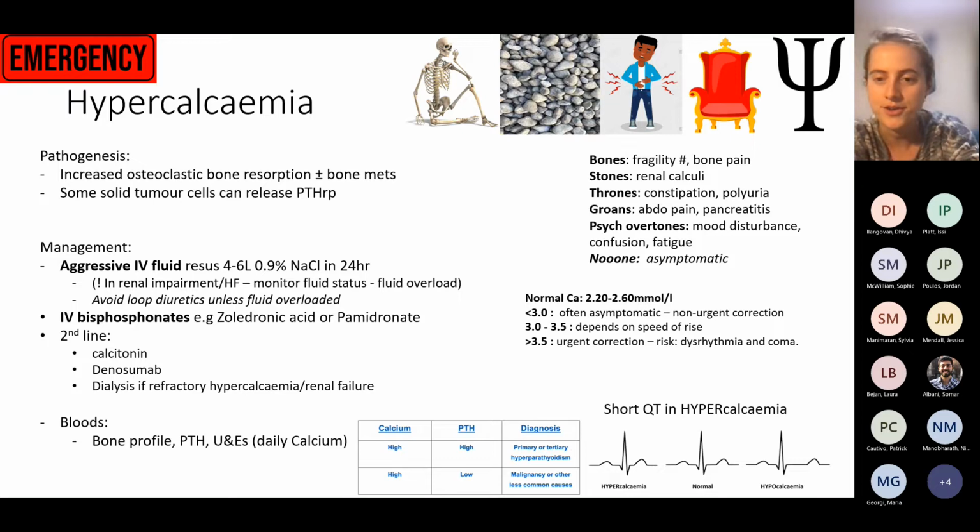Yes, bones, stones, moans, groans, and psychiatric overtones is the other one. But it can also be asymptomatic if it's borderline high. So yeah, thrones is good. Well done. So this can be an emergency, especially if your calcium's above 3.5. Does anyone know what to do to treat this in an emergency?